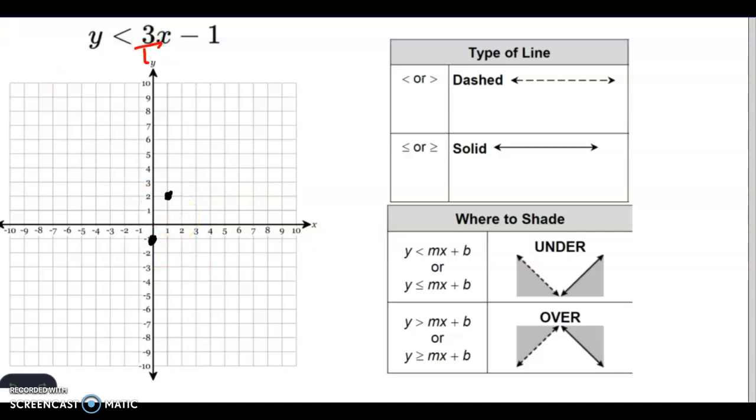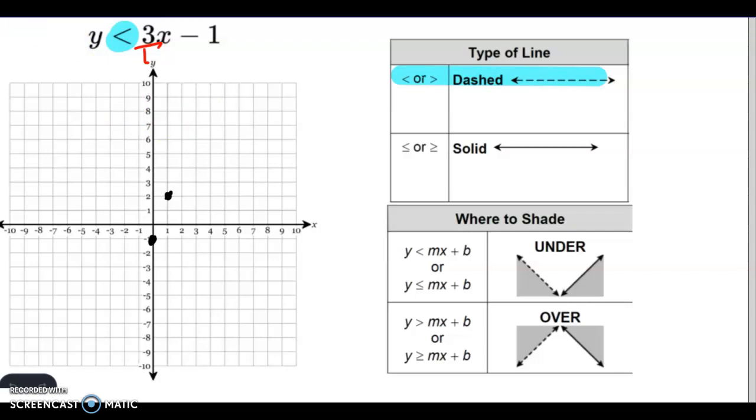Now we've got our two dots, and all we've got to do is draw a line and shade. But in this case, the inequality doesn't say equal to, so we're going to use a dashed line. That means all the points on that line are not included in the solution. It's similar to when you have a regular horizontal number line and an open circle. The solid line would be like a closed circle.